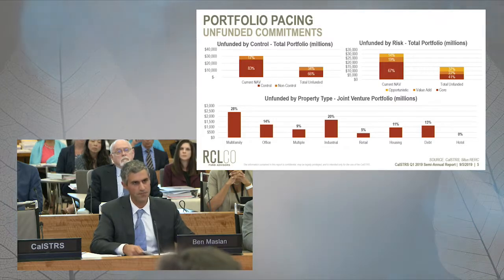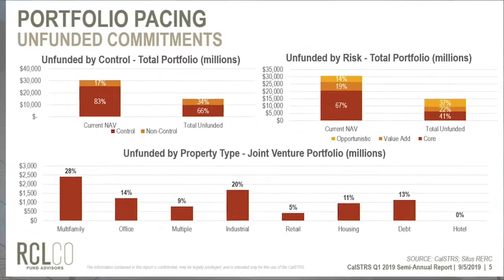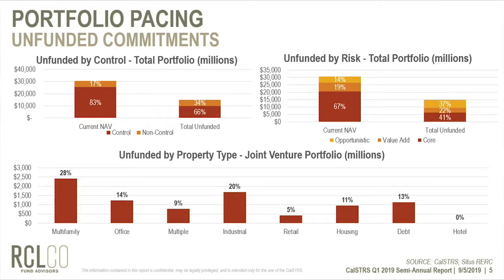Looking at where the unfunded commitments are, the vast majority continue to go towards core properties and controlled structures, with 2/3 going to controlled structures and 2/3 going to core and value-add risk structures. With regards to the property types, the two largest unfunded commitments are to multifamily and industrial properties, which have been the best performing property types within real estate during this cycle, and we believe will continue to be the best performing going forward, given the strong fundamentals and demand drivers of those two property types. I'll turn it back to Taylor to talk about the market.